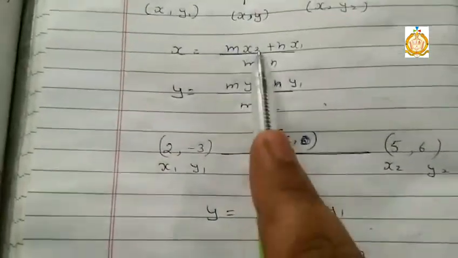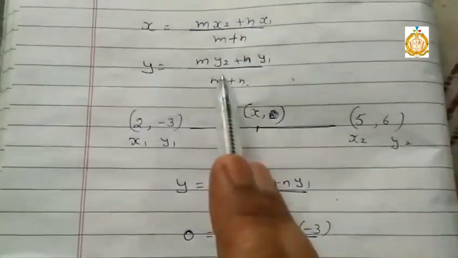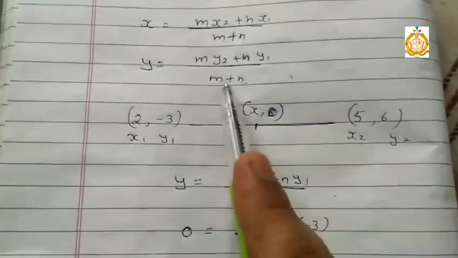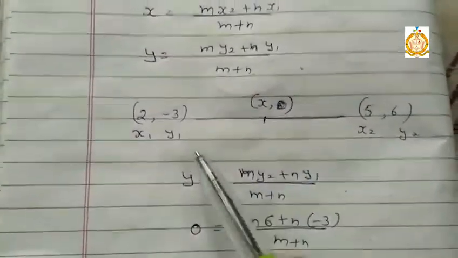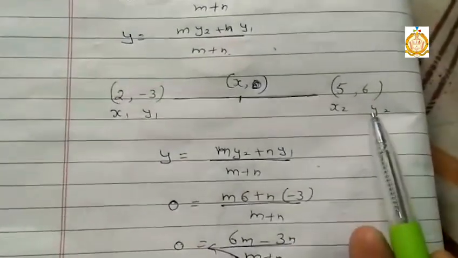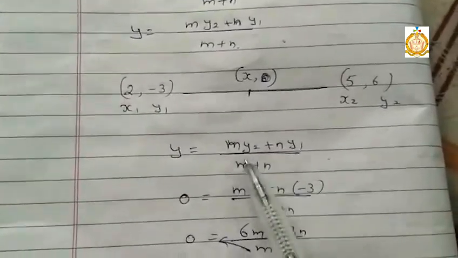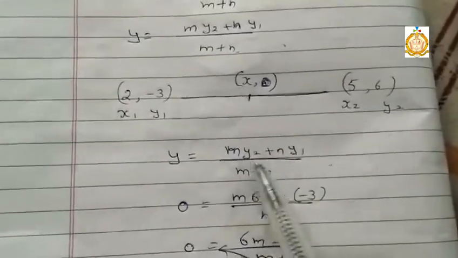Now, two formulas are there, with x and y. I have to see where the 0 is. 0 is represented by y. That means I will take this y formula. If it is on the y-axis with x equal to 0, I will take the formula of x. Now, I will put in the formula of y. The value of y2 is 6, the value of y1 is minus 3. M and N I don't know, I have to find them, so that's why they remain M and N.